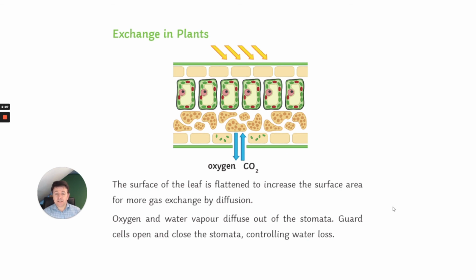So the surface of the leaf is very thin and it's flattened, so that increases the surface area for more gas exchange. So in the spongy mesophyll, you've got air spaces that increase the rate of diffusion, and they diffuse in and out of the stomata. Guard cells open and close the stomata, controlling water loss.